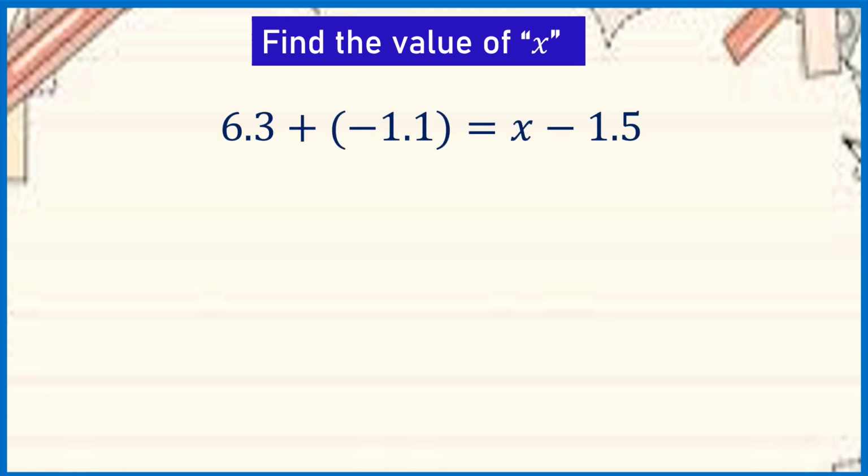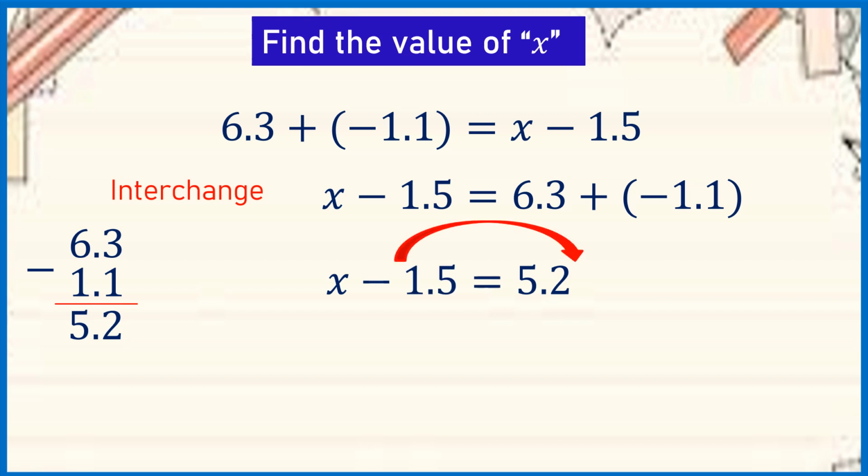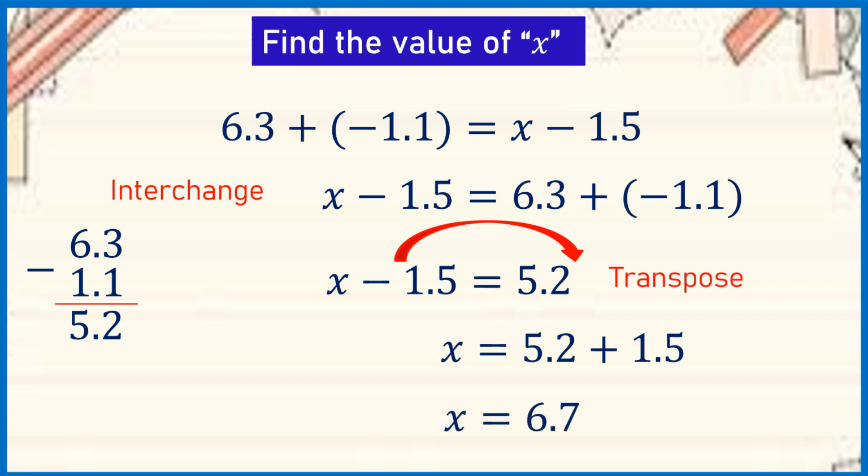Now let us have another one. So 6.3 plus negative 1.1 is equal to x minus 1.5. In here we simplify, or we can interchange already at this point. So x minus 1.5 is equal to 6.3 plus negative 1.1. Then we are going to subtract 6.3 minus 1.1, which is equal to 5.2. Since the absolute value of 6.3 is bigger than the absolute value of negative 1.1, it is positive. And when we transpose minus 1.5, it will become plus 1.5. Now we add 5.2 plus 1.5, it is equal to 6.7. So therefore, x is equal to 6.7.